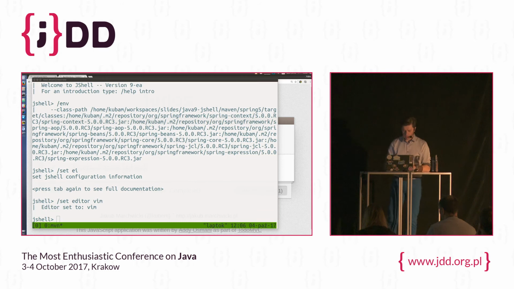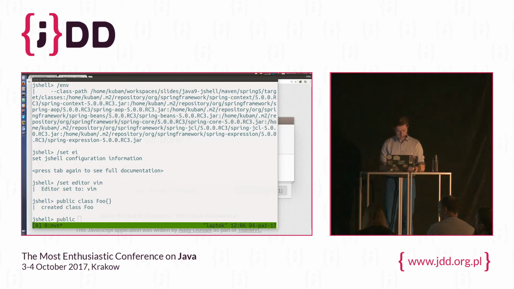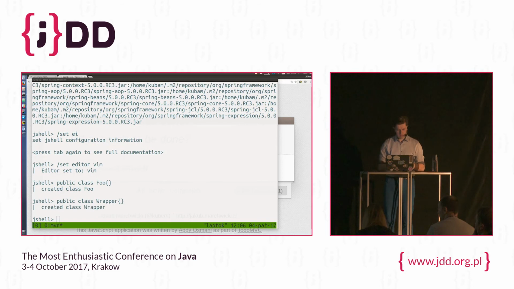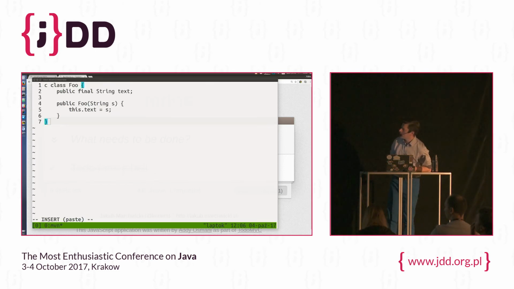Let's define two classes. So I'll define a public class Foo and a public class Wrapper. Two very simple entities. I'll cheat a bit copying and pasting a body, but that's only because we have limited time. So I've edited Foo, and my Foo will look like this. It will take an argument of string and just store it. Simple as that.